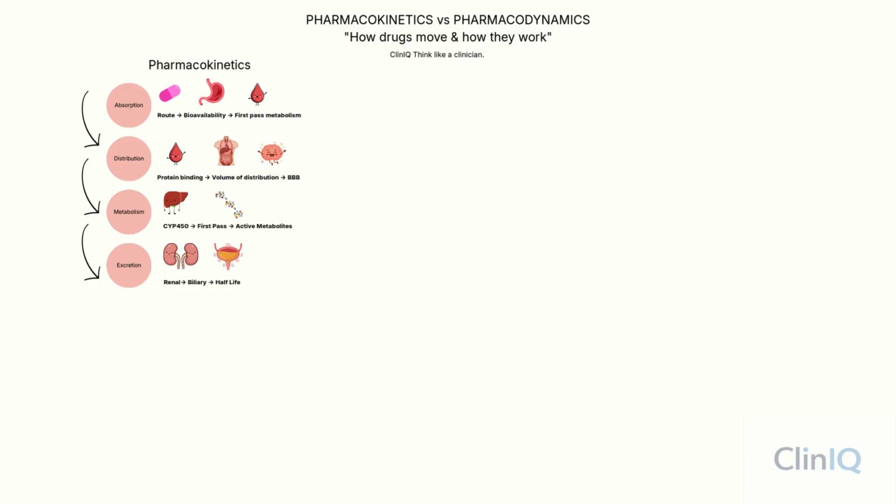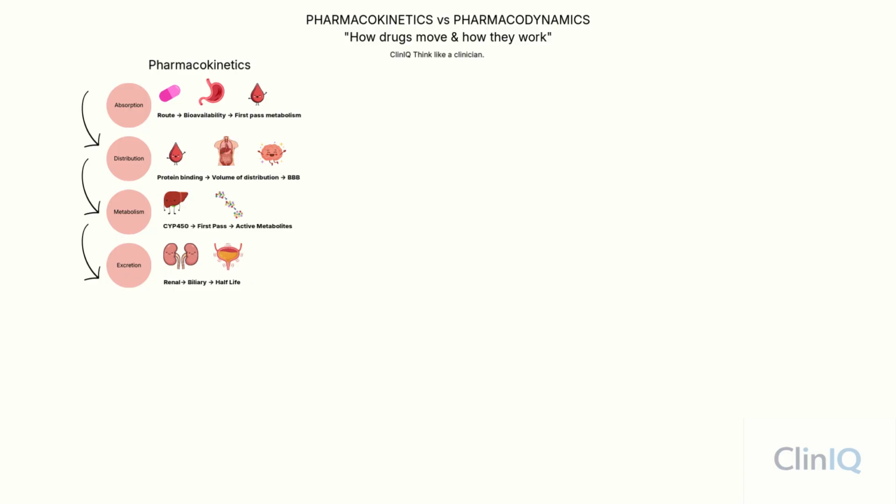For example, if a hemodialysis patient is charted amoxicillin, which is effectively removed by dialysis, they will require repeat dosing after their dialysis session. Biliary excretion, so that's where fat-soluble drugs may be excreted in the bile and reabsorbed in the gut. And finally, half-life.